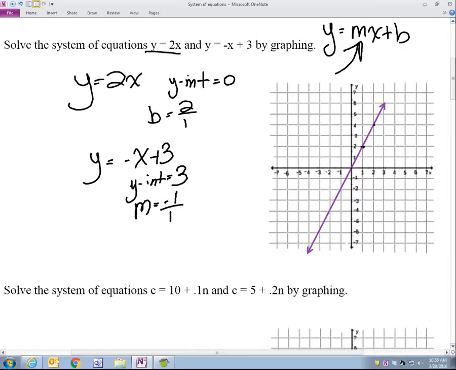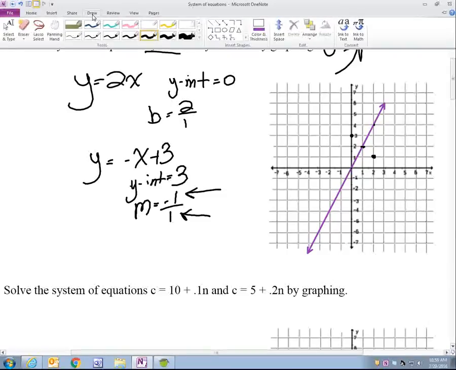So the y-intercept is going to be positive 3, so that's going to be right here. And then it is rise over run. I'm rising negative 1, so am I going to go up or down? Down 1, and then I go over 1 positive. Down 1, over 1. So I have a couple of points, and now I can draw another line.